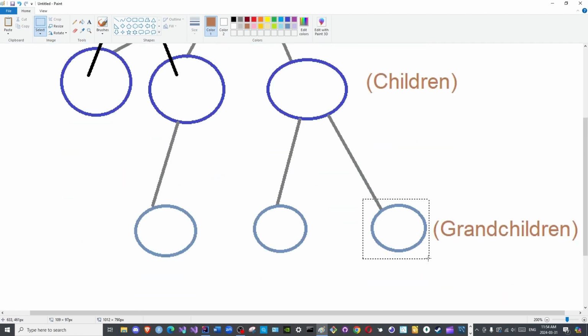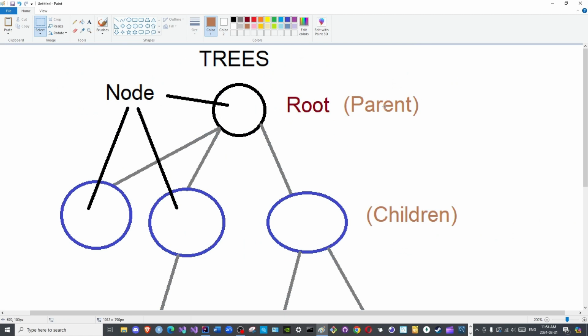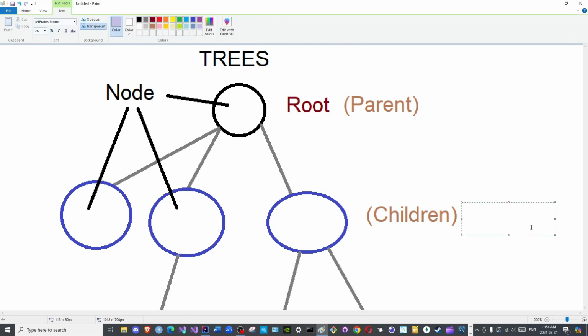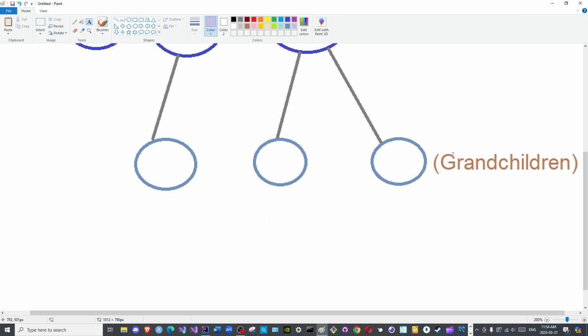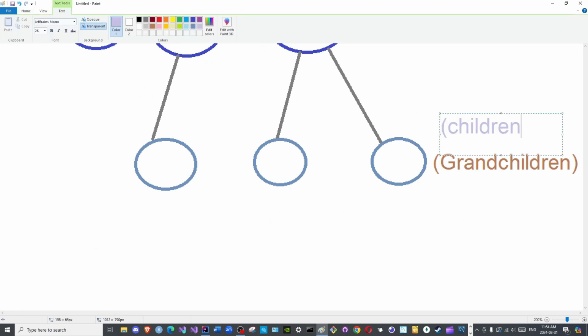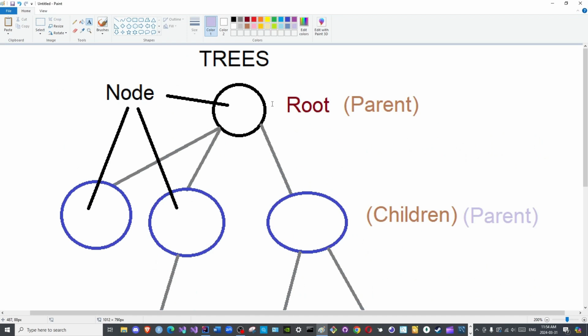Now, if these are children of this, this becomes a parent relative to these, and these become children relative to this parent. Hence why I mentioned that we should use relative terms. So here I will use parent in a different color, and here I will use children in the same color to indicate the relational aspect. Note that root nodes do not have parents. They are the clan progenitor. They begin the familial tree. They start the clan.